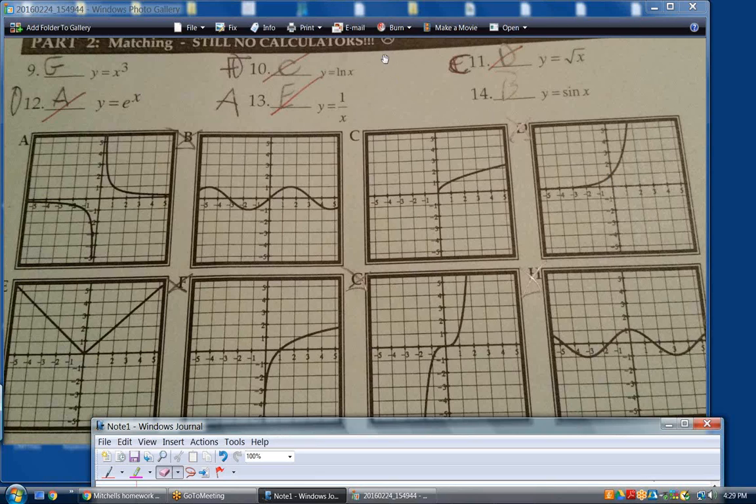Now, natural log of x is the inverse of e to the x. Okay. And if I take the inverse of that, I get this down here. Notice that all natural log functions, or for that matter, log of any base functions, go through this point, 1, 0. And this goes all the way down to negative infinity and goes to positive infinity on the upside.